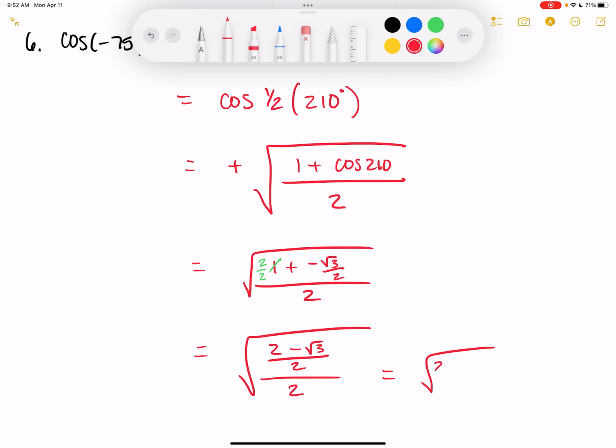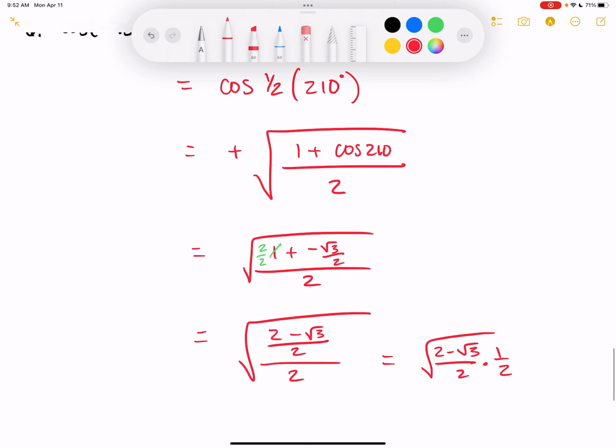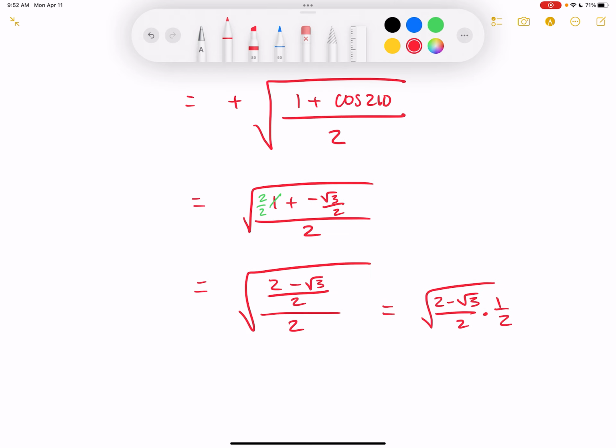Multiplying by half, so these two things are equivalent. The square root of 2 minus the square root of 3 over 2 times 1/2. I'm just doing this side by side so you can see that those are equivalent, and the only thing that's happening there is basically rewriting it. So that's going to give me 2 minus square root of 3 over 4, which is all under that radical.